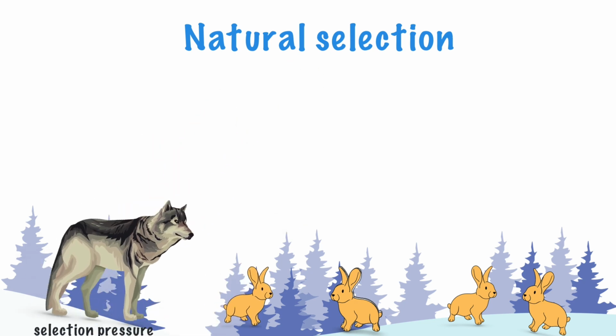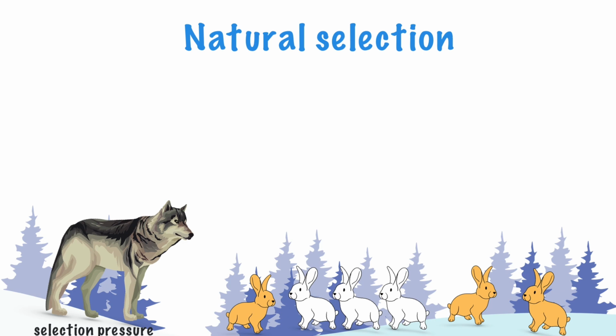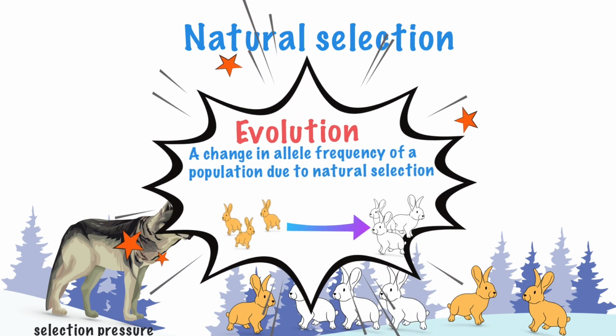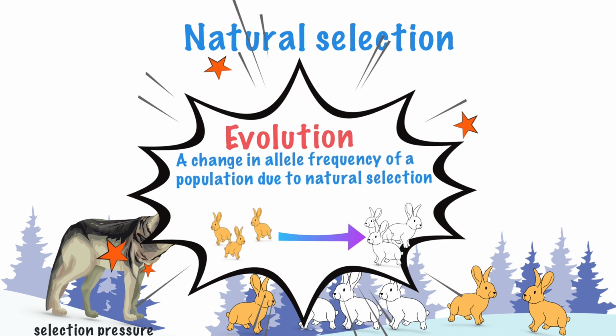Rabbits are less adapted if they have brown fur. However, mutations could cause the rabbits to have white fur. Those rabbits with white fur will reproduce faster and they are under less selection pressure. With time, the population of rabbits will evolve to have white fur. So now the population is better adapted and we say that the population of rabbits has evolved.